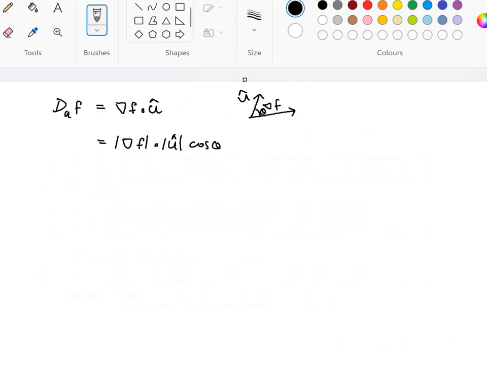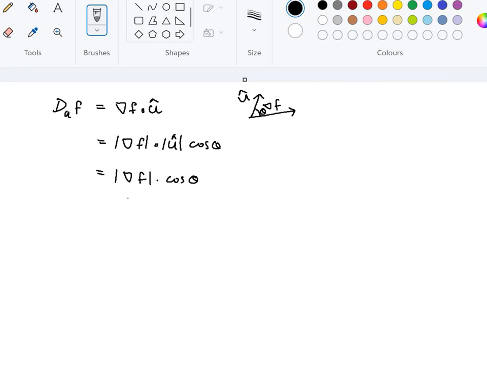Okay, so it's easy. We know that D_u cap f is equal to del f dot u cap, right? It's a dot product, and you know that a bar dot b bar is equal to mod a mod b cos theta. Theta is the angle between these two vectors, del f and u cap. So if this is the del f direction and this is the u cap direction, then the angle between them is theta. So D_u f is equal to mod del f times mod u cap into cos theta, but mod u cap is always 1 because it's a unit vector, so it just becomes mod del f into cos theta.